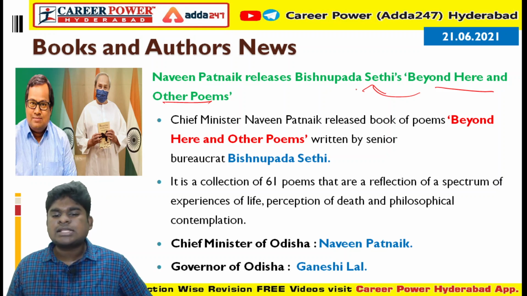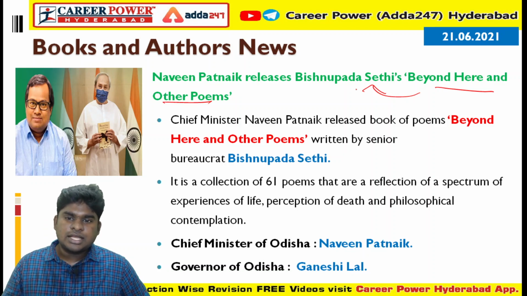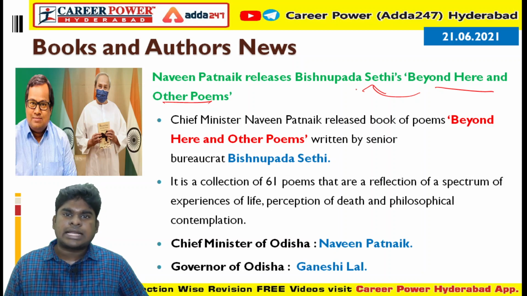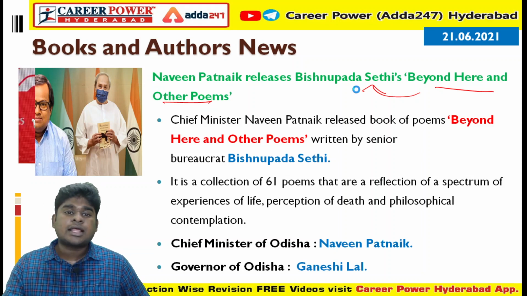Also remember these points: the Chief Minister of Odisha is Naveen Patnaik, and the Governor of Odisha is Ganeshi Lal. Vishnupada Sethi is a principal secretary in the government of Odisha, and his book is Beyond Here and Other Poems.